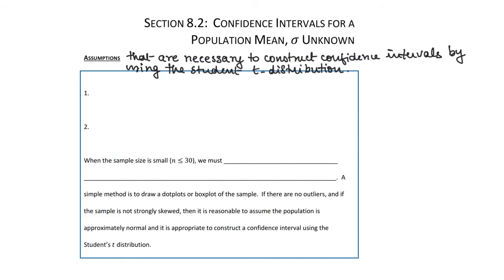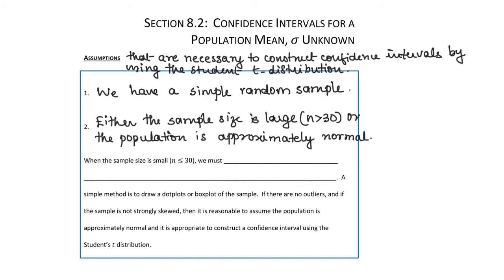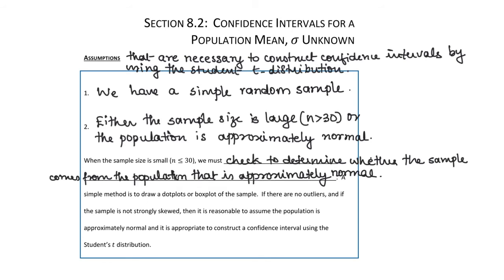The following are the assumptions that are necessary to construct confidence intervals by using the student's t distribution. We have a simple random sample. Either the sample size is large, that means n is greater than 30, or the population is approximately normal. When the sample size is small, that means when n is less than or equal to 30, we must check to determine whether the sample comes from a population that is approximately normal. We can check this using dot plots or box plots.